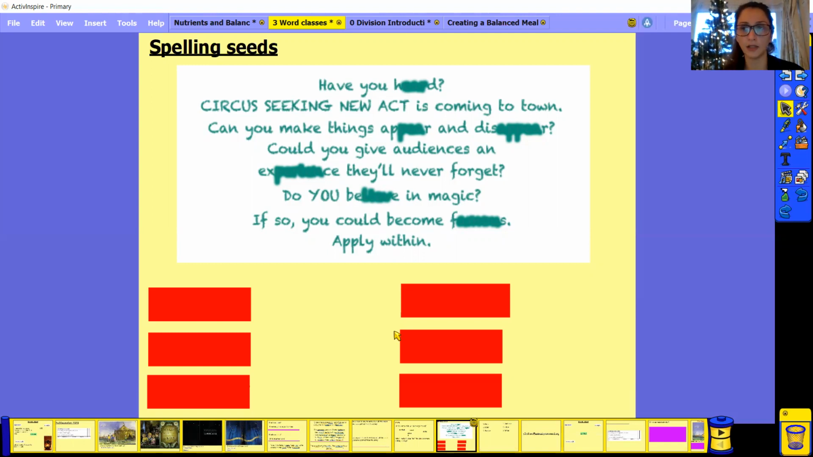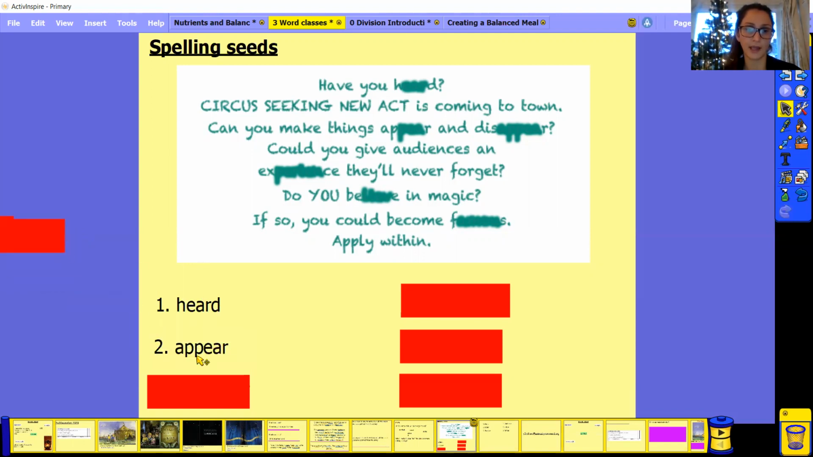So we had a go at some of these words. So have you heard? Well done if you managed to spell it like this. That's how you spell heard. Circus seeking the new act is coming to town. Can you make things appear and disappear? So remember, we've got that ear sound at the end, appear. Remember, it's got two P's. And disappear. So think about what you know about appear and what you know about disappear.